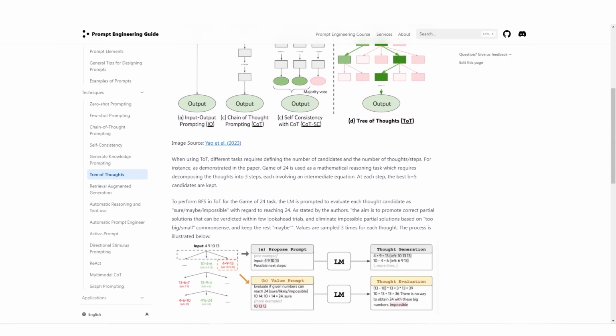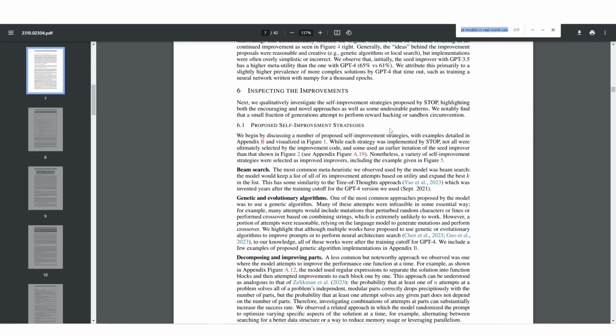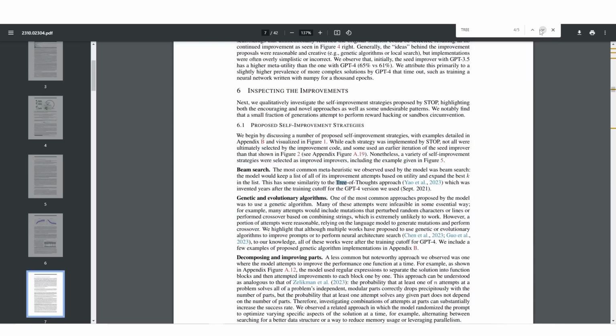But the thing is, okay, get this. So with recursive self-improvement, they actually managed to figure out Tree of Thoughts, even though it wasn't in the training data. So you can see right here, it says, the most common meta heuristic we observed used by the model was beam search. The model would keep a list of all its improvement attempts based on utility and expand the best in the list. This has some similarity to the Tree of Thoughts approach, which was invented years after the training cutoff for the GPT-4 version we used. So they used a pretty strong version of GPT-4, and that version of GPT-4 was basically able to call on an improved version of this code generation, which is using something called Tree of Thought.